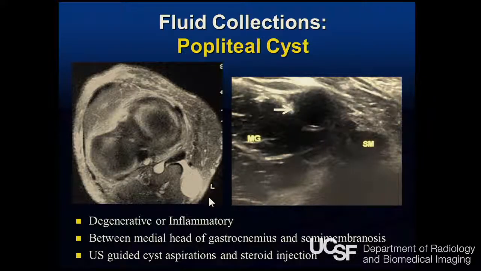We may also see popliteal cysts. Remember that these will arise between the medial head of the gastroc and the semimembranosus, and increasingly we're being asked to do ultrasound-guided aspirations and steroid injections of these popliteal cysts for symptomatic relief.